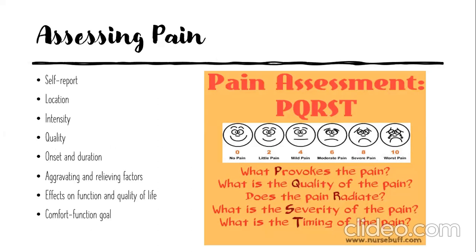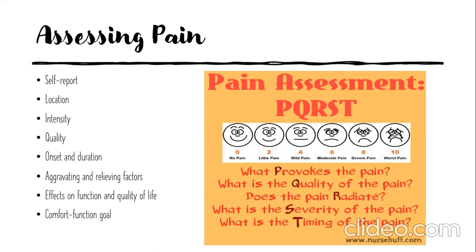So when asking about pain, you want to know what provokes the pain. What is the quality of pain? Is it throbbing? Is it sharp? Is it shooting? Does it feel like pins and needles? Is it burning? What is the quality of pain? And does the pain radiate? Are you simply having abdominal pain or are you having abdominal pain that radiates to the back? All these things help you to treat the pain, but can also help you to figure out what's causing the pain.